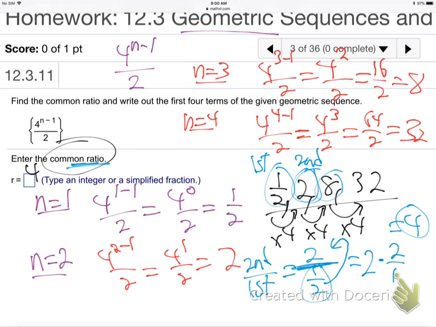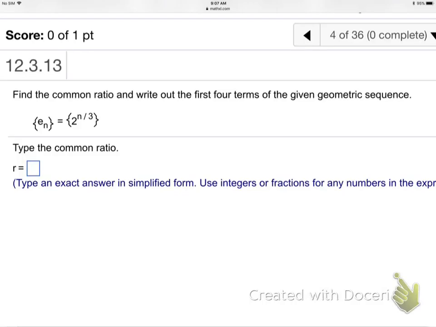I'll keep moving. You all stop me if you want to talk. So the formula is 2 to the n over 3 power. It's kind of strange. Okay. Same thing. Put in 1, put in 2, put in 3, put in 4. And then find out what's happening from term to term. Give you a second. So plug in 1, plug in 2, plug in 3, plug in 4.